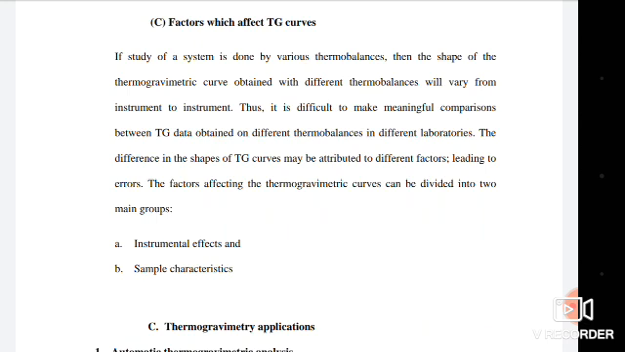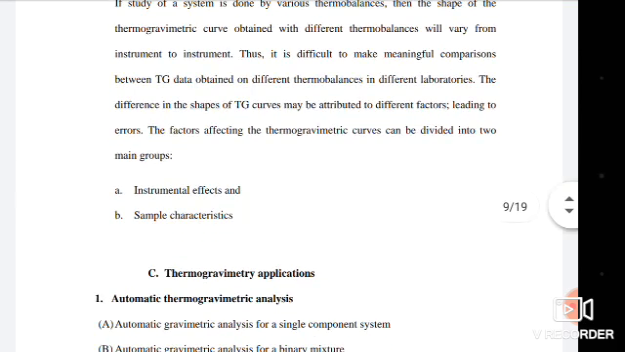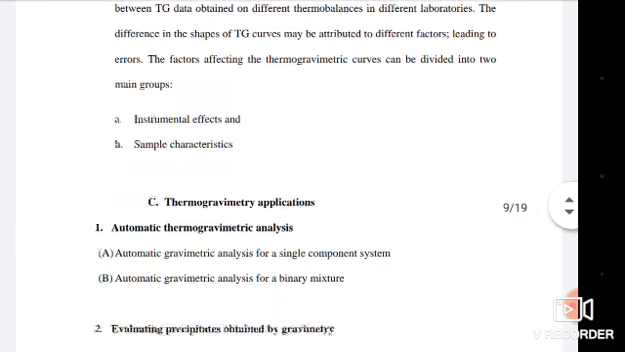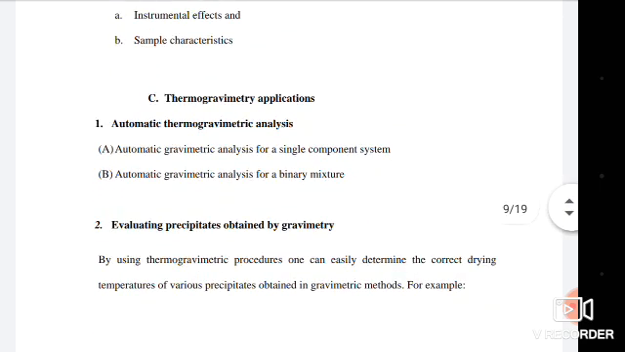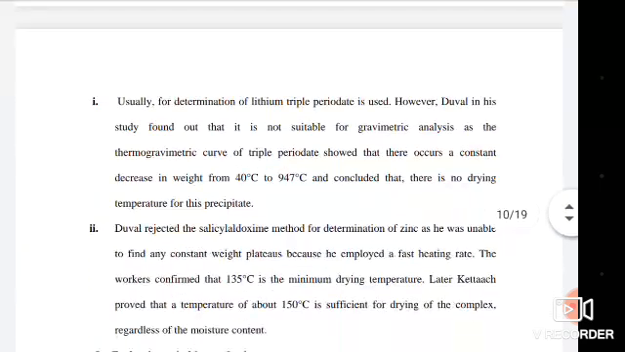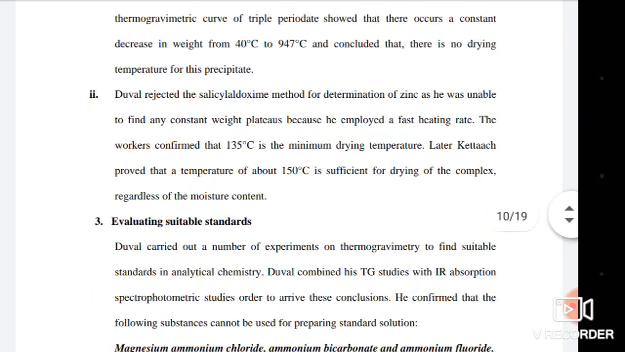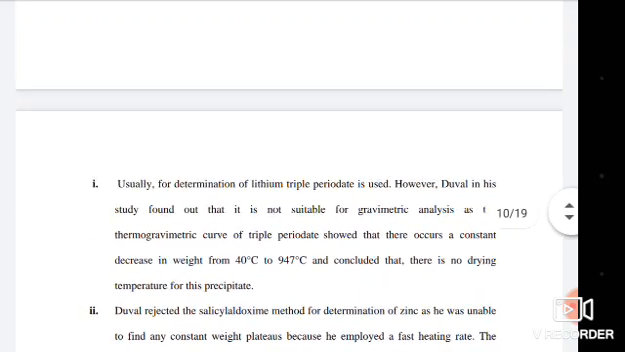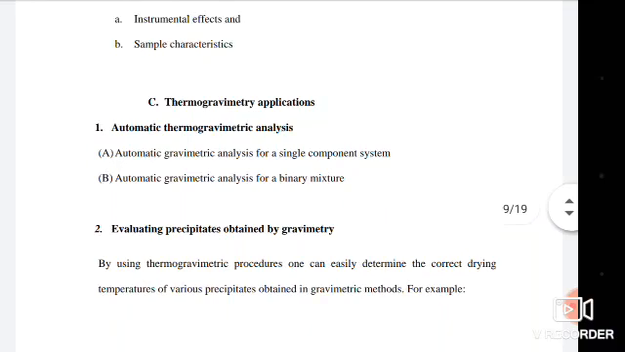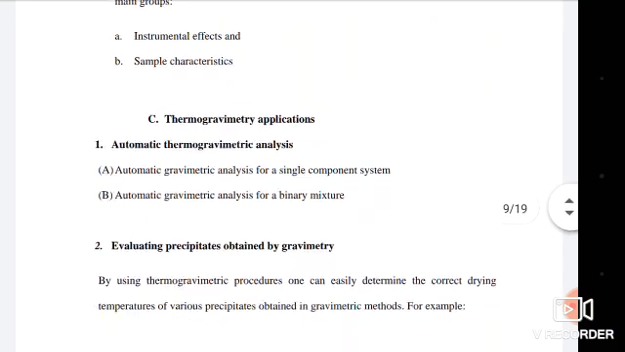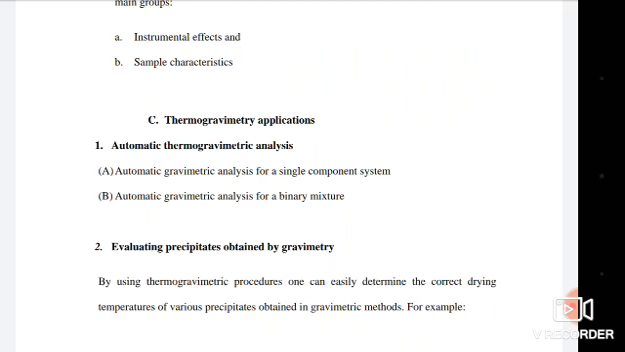The factors affecting the thermogravimetric curve can be divided into two main groups, that is instrumental effects and the sample characteristics. So the TG curve depends upon these two types of effects, that is, the nature of the TG curve depends upon the instrumental effects and the sample characteristics.